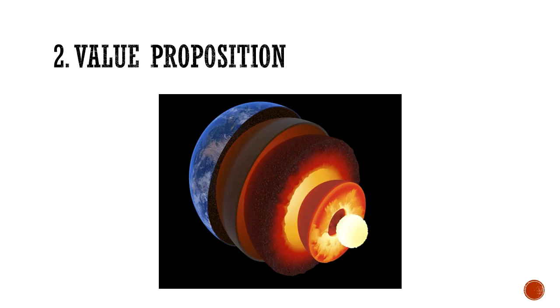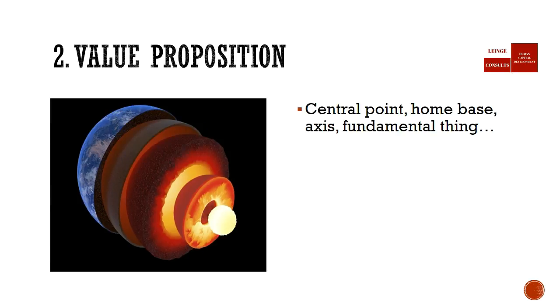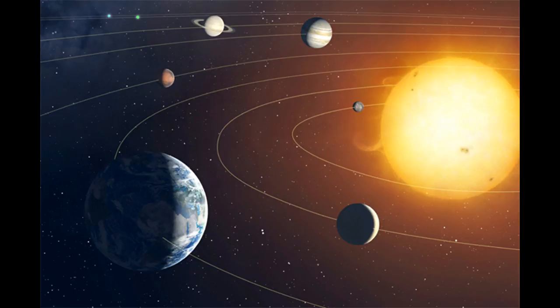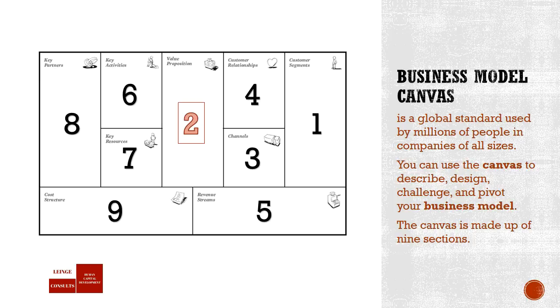Number 2, the value proposition. This is the central point, the home base, the axis, if you may, the fundamental thing of why we are doing business. The value proposition is the core, it is what lies in the heart of your business. Everything that you do in your business revolves around the value proposition, and so that is what makes it very important. And that's the reason why many teachers would say that you should start with your value proposition, what exactly you're trying to sell.